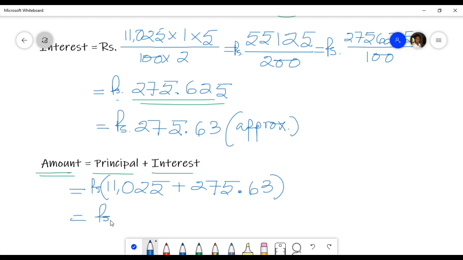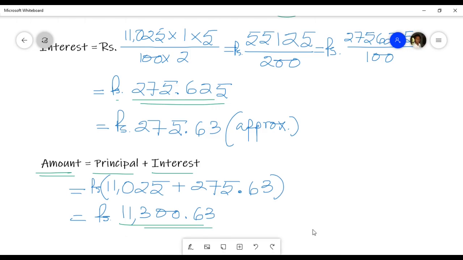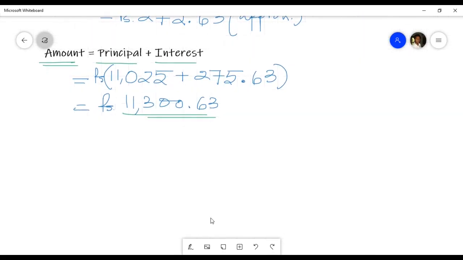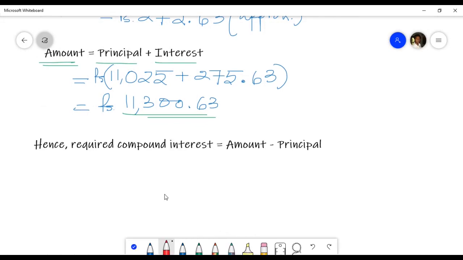And so the amount is equal to rupees 11,363 paise. So we get the amount as 11,363 paise. So that is the amount that we have calculated at the end of 2.5 years. Okay, that is the amount.